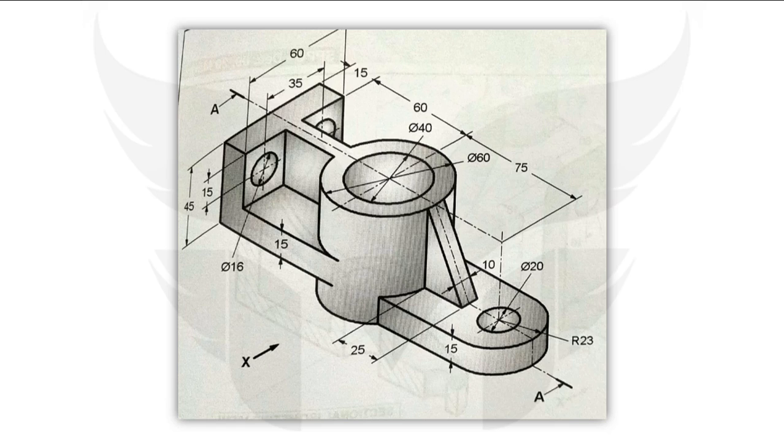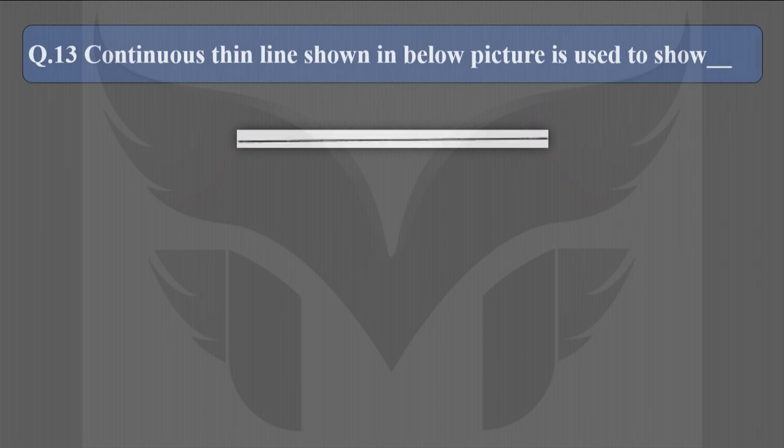For an example, in this figure, line AA represented by chain thin line thick at ends indicates that the cutting plane is passing through the line of symmetry, which will divide the object into exact two halves. And after that, observer has to look at the cut portion from this direction. Let's look at the next.